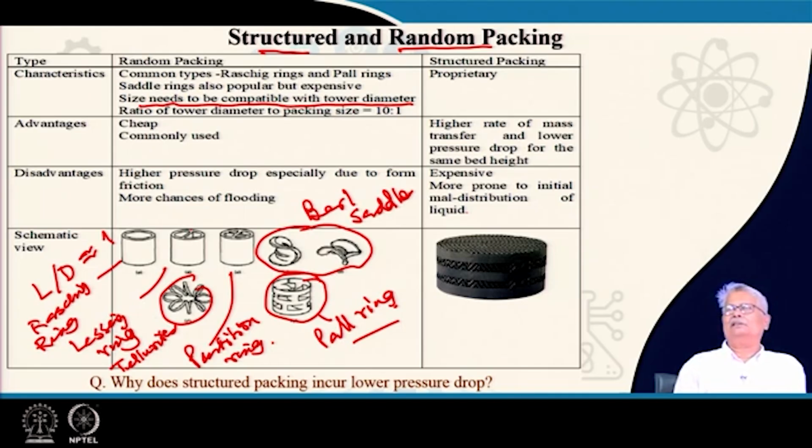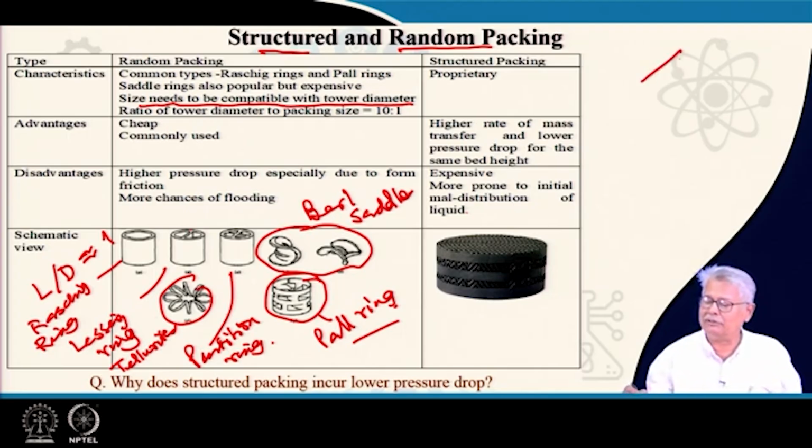Structured packings actually contain passages and they come in blocks. So, if I have a block of structured packing, it is going to look like this somehow. You will have corrugated sheets, which are like this.